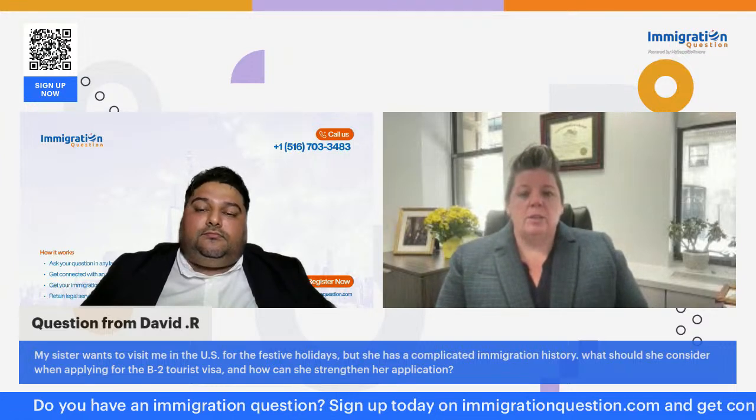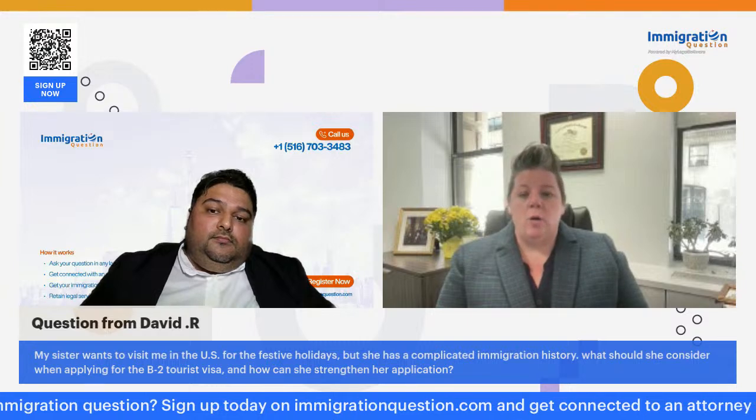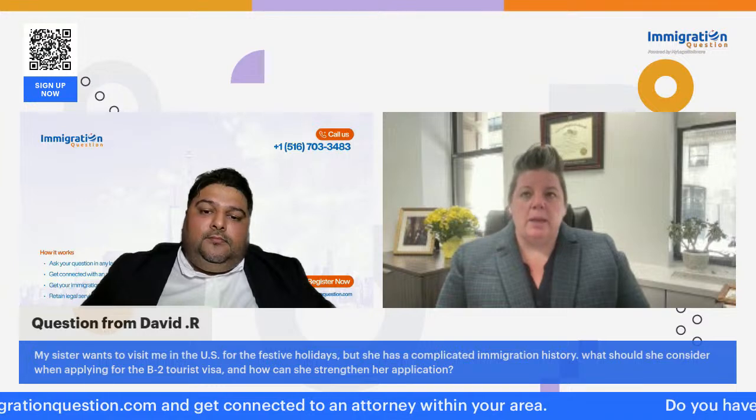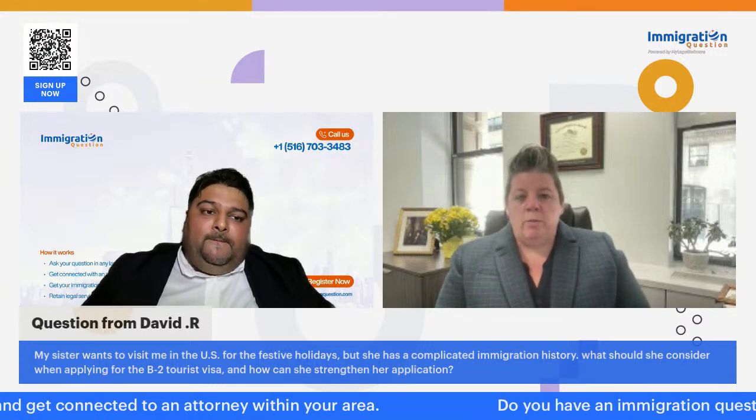If she has bank statements or other assets in the country, like a home, an apartment, even if she doesn't own it, like a lease showing financial obligations, those can be helpful.